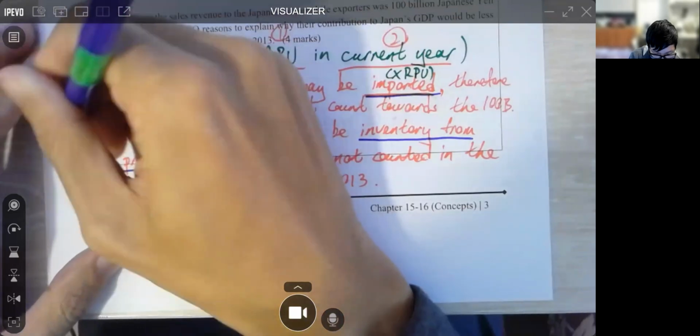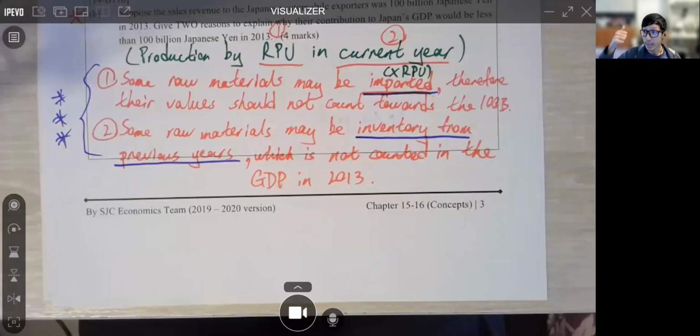Okay, boys, please recite these 2 reasons. These 2 reasons are unbeatable: imported, not by RPU, and inventory from previous years, not the current period. These 2 will always make the GDP contribution less than it sounds like.